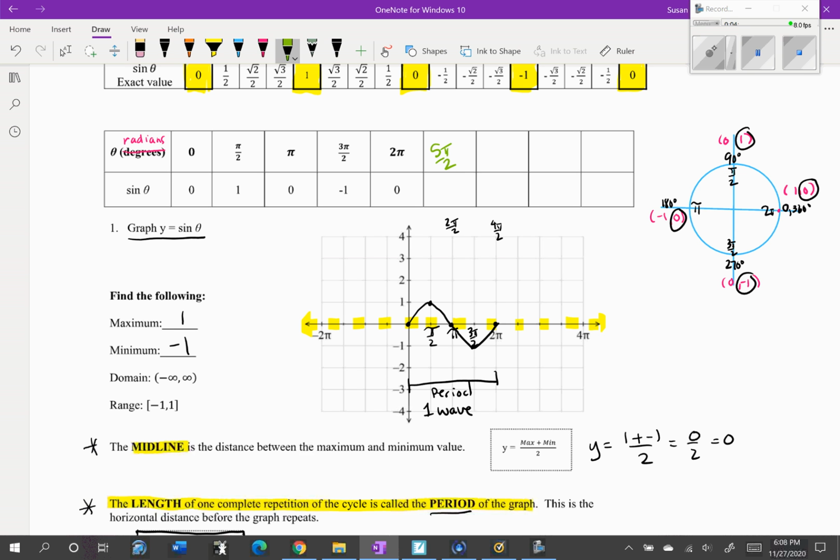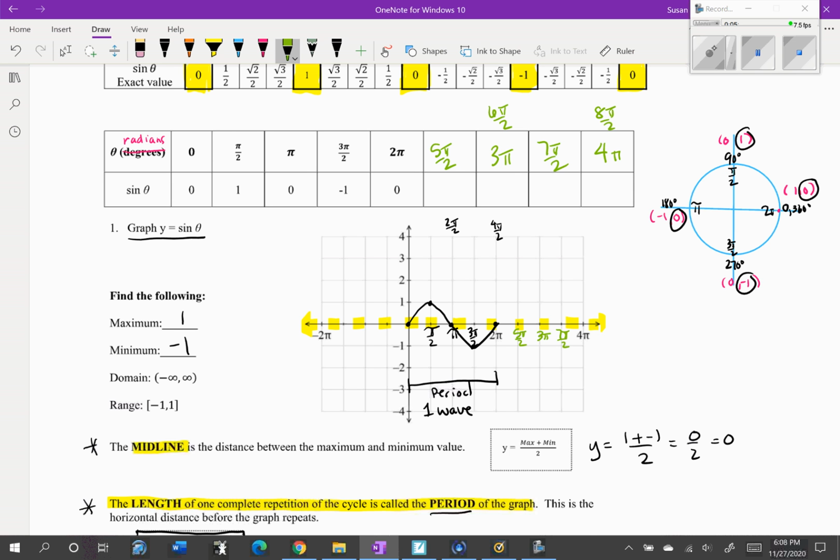The next one would be 6 pi over 2, which is 3 pi. Then we get 7 pi over 2. And the next one would be 8 pi over 2, which is 4 pi. So we're going to write these values down. So we have 5 pi over 2, 3 pi, 7 pi over 2, and 4 pi is already there.